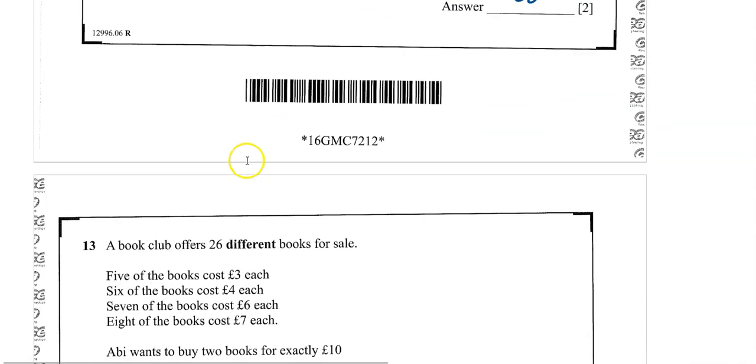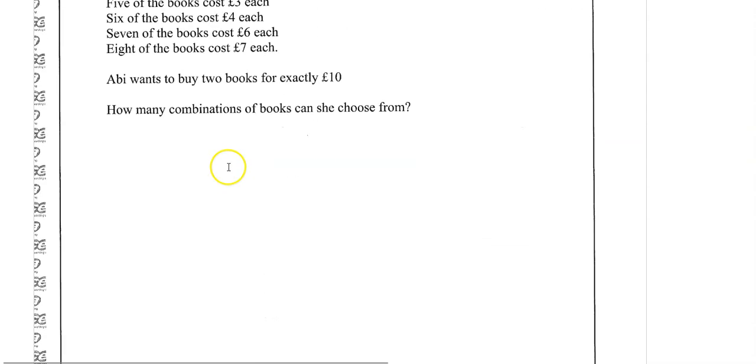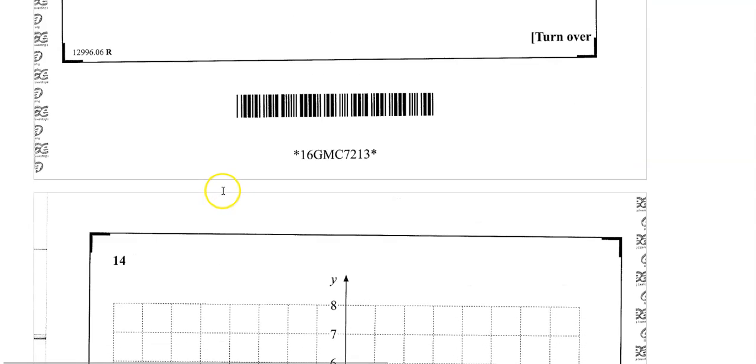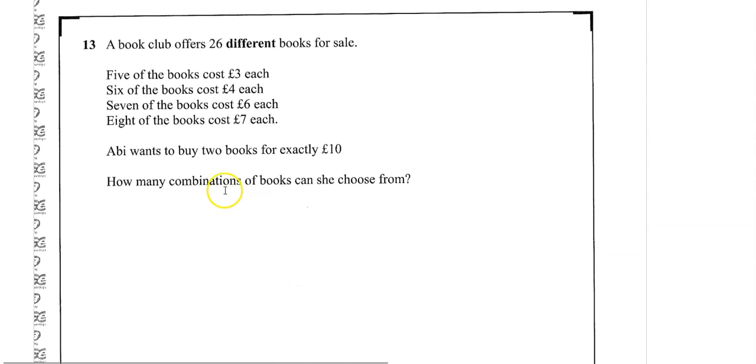Okay. And the last question, is this the last question? It's not the last question at all, nonsense. This question says a book club offers 26 different books for sale. 5 of the books cost £3 each. 6 of the books cost £4 each. 7 of the books cost £6 each. 8 of the books cost £7 each. And Abby wants to buy 2 books for exactly £10. How many combinations of books can she choose from?